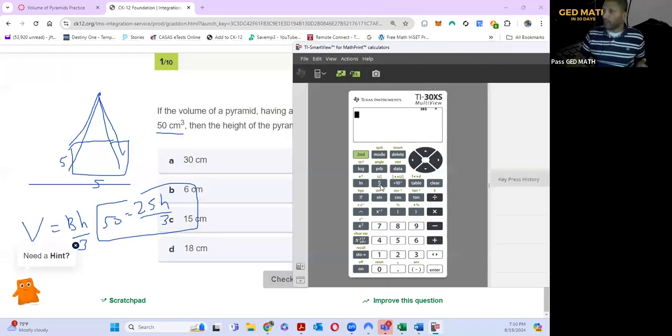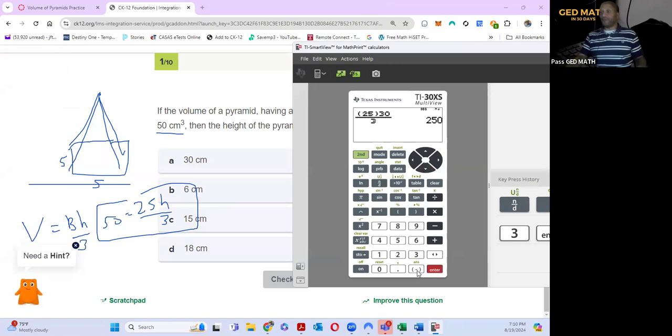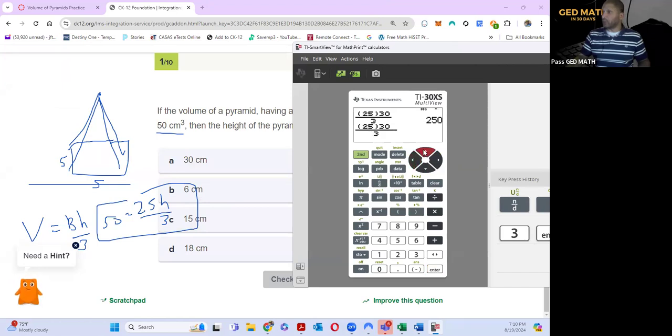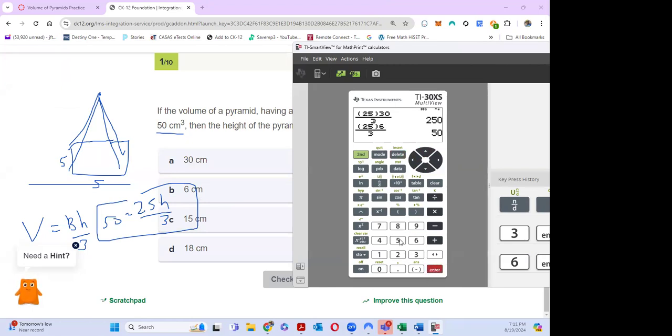So in D, the area of the base is 25. My first multiple choice is 30 divided by 3. Enter. Did I get 50? No. I go back up here. I go to my second multiple choice, which was 6. I'm going to plug that 6 in as my height. I'm going to hit enter. Did I get 50? Yes. I'm done. Not even a minute.